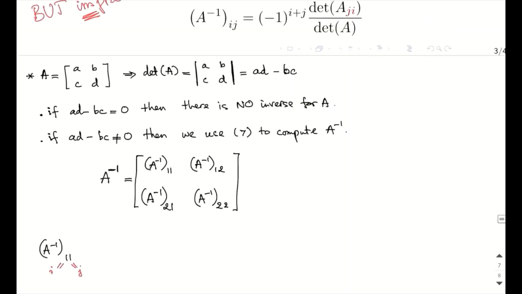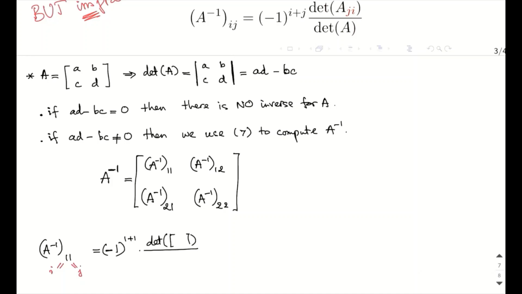So this is going to be equal to, we are going to have the sign, and the sign is determined by negative 1 to the power I plus J, which is 1 plus 1. And then times the determinant of the matrix obtained from A by deleting row J, column I, right?